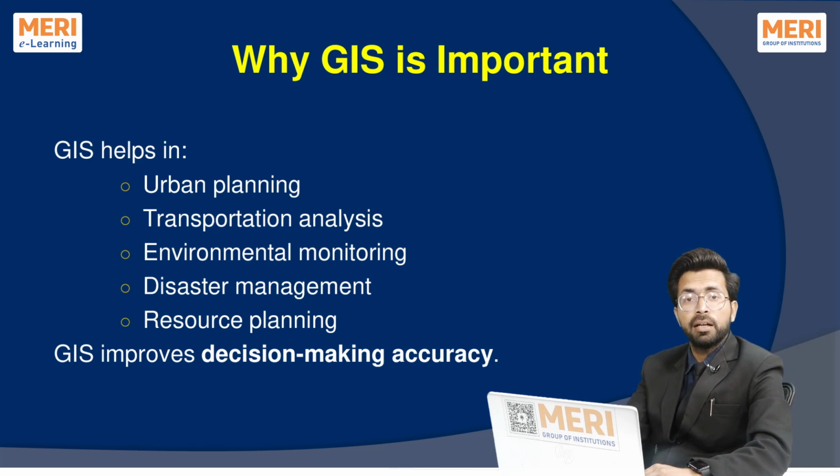In urban planning, GIS helps analyze land use patterns and infrastructure requirements. Planners can identify areas suitable for residential development or transportation networks. In transportation engineering, GIS helps identify congestion zones and optimize routes. In environmental monitoring, GIS helps track pollution levels and land cover changes. In disaster management, GIS helps identify vulnerable regions and plan emergency response strategies.